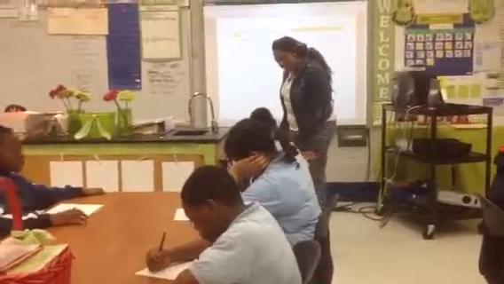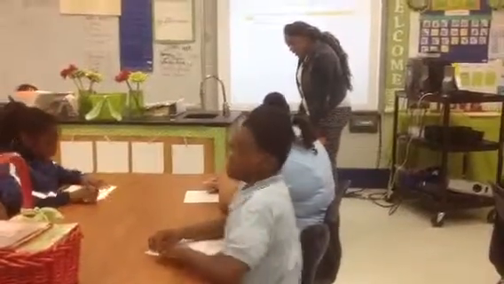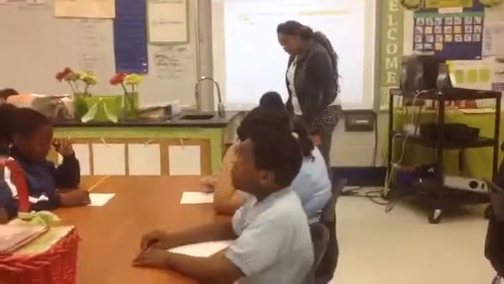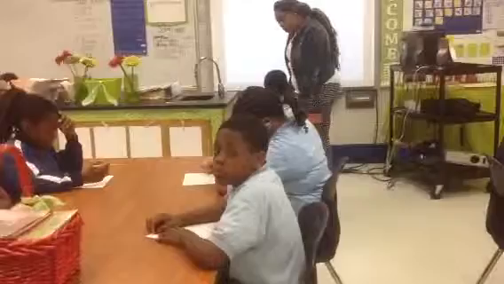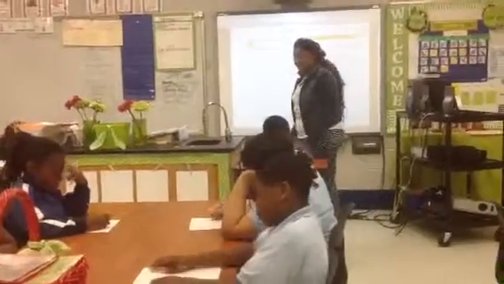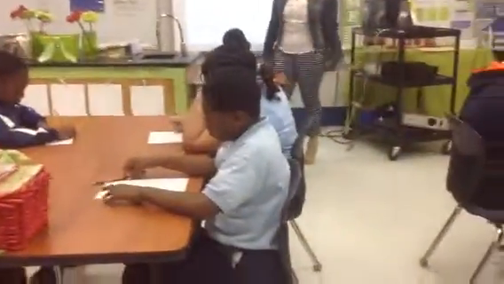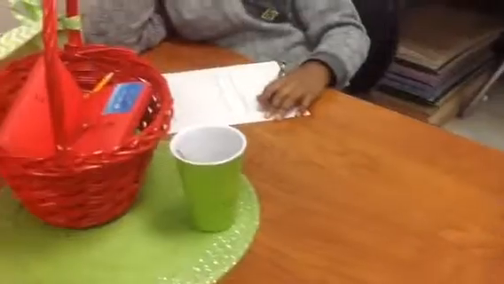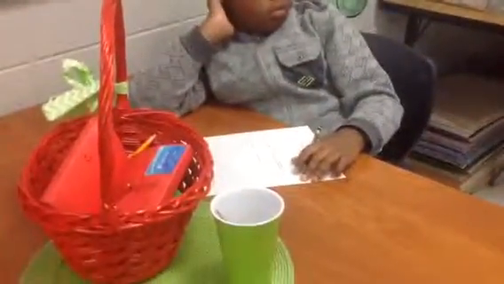Okay, the directions say list the factors and draw lines to connect the factor pairs. Write prime or composite or neither. So you're going to write P, C, and N. You don't have to write the whole word out. So we're going to do the first one together. The first number is 8, and they want you to write the factors of 8. Remember, when we're talking about the factors, we're writing all the ways that I can give you 8.